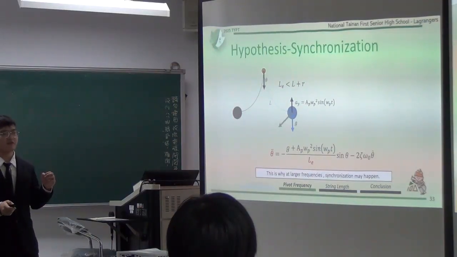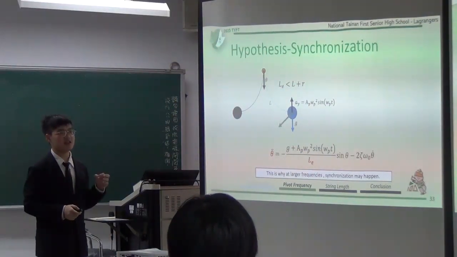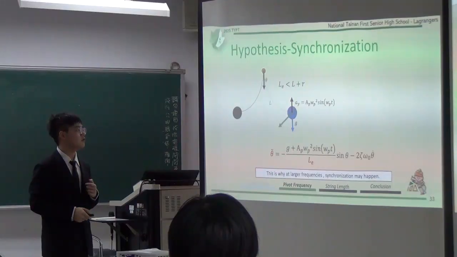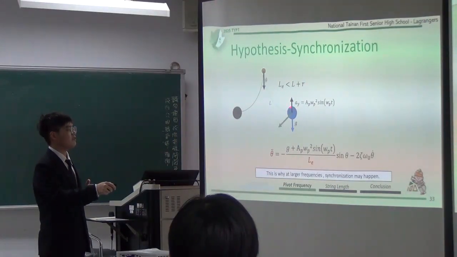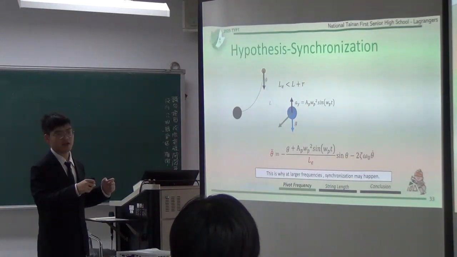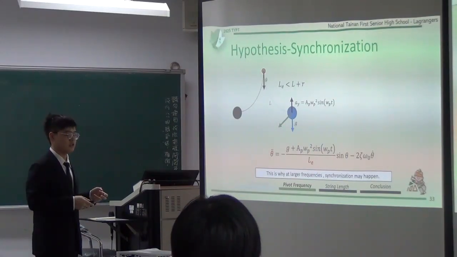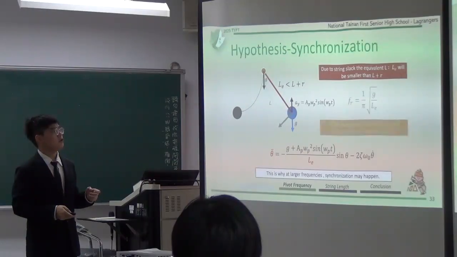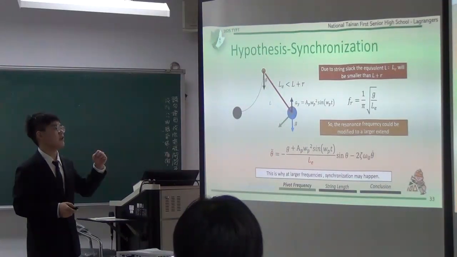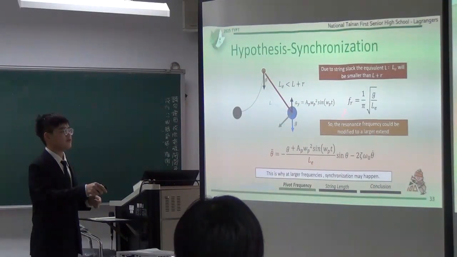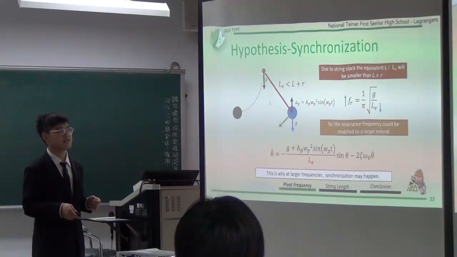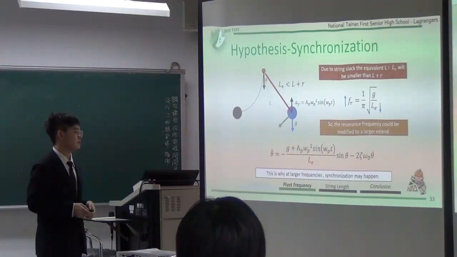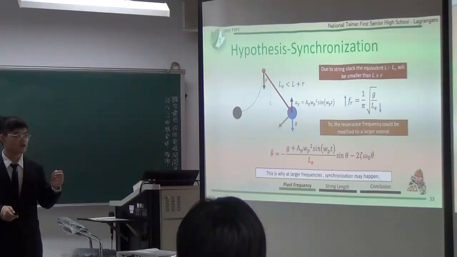So we have a hypothesis on why this happens. The hypothesis is the synchronization of the lato-lato. Due to the string stack, the effective length of the lato-lato will be synchronized to fit to the pivot frequency. So the equivalent L will be much smaller than the L plus R. So the resonance frequency can be modified to a larger extent to fit a stable state. This is why at larger frequencies, the synchronization may happen.